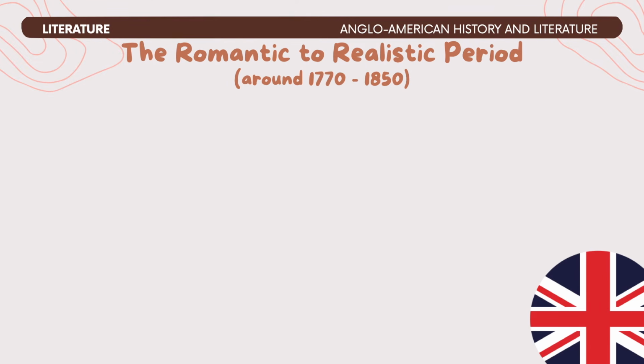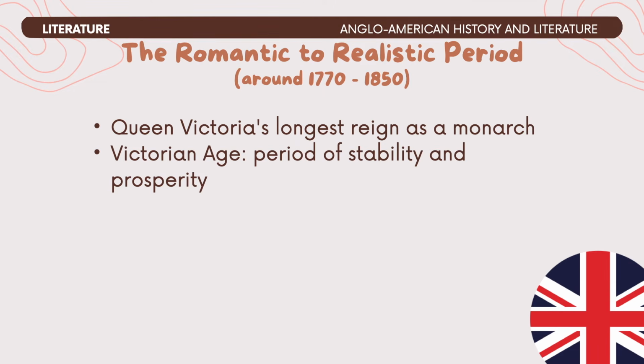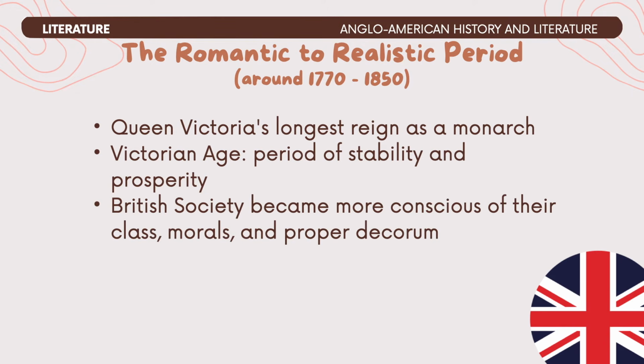The next historical period is the Romantic to Realistic period. This era saw Queen Victoria's longest reign as a monarch. The Victorian Age was a period of stability and prosperity as the British Empire colonized many nations and owned one-fourth of the world's land.